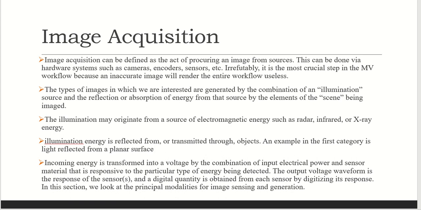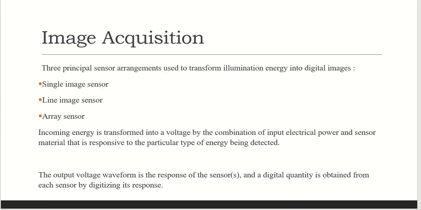Incoming energy is transformed into a voltage by the combination of input electrical power and sensor materials that is responsive to the particular type of energy being detected. The output voltage waveform is the response of the sensors, and a digital quantity is obtained from each sensor by digitizing its response. In this section, we look at the principal sensor arrangements used for image sensing and generation. Image acquisition: three principal sensor arrangements are used to transform illumination energy into digital images: single image sensor, line image sensor, and array sensor.